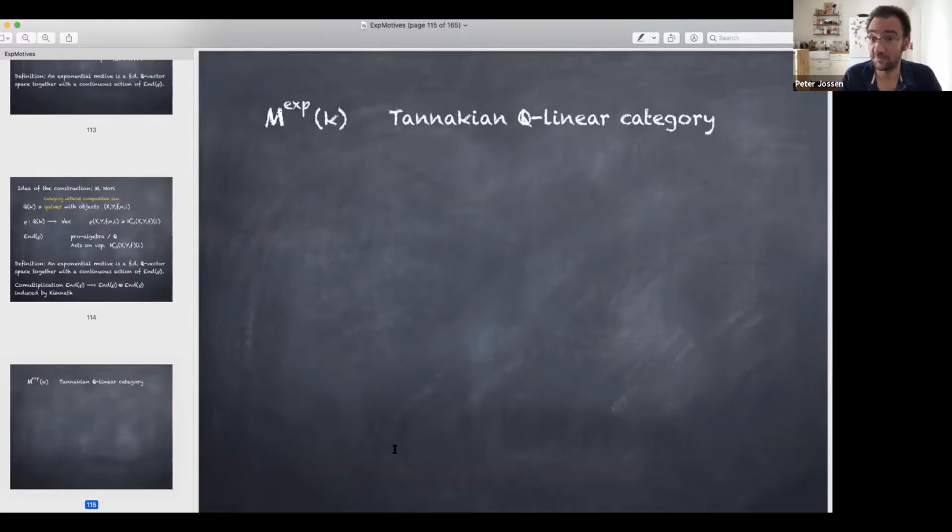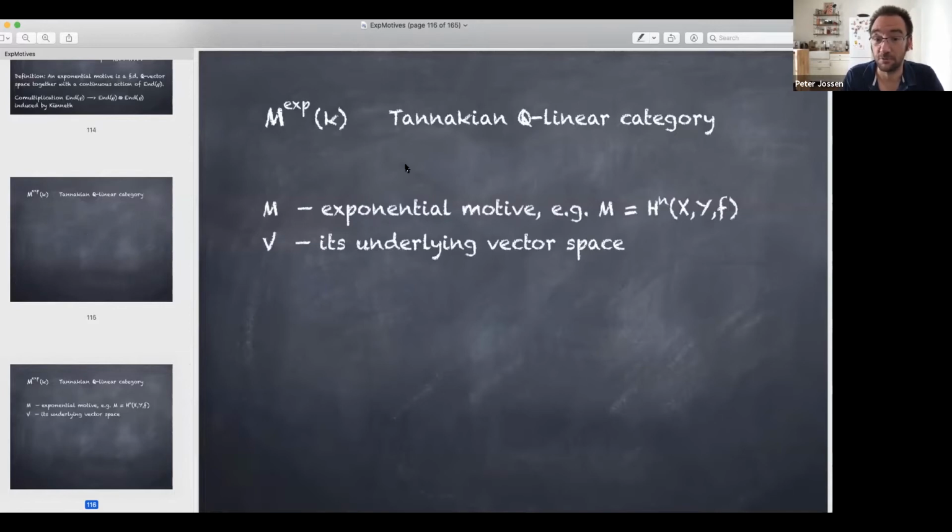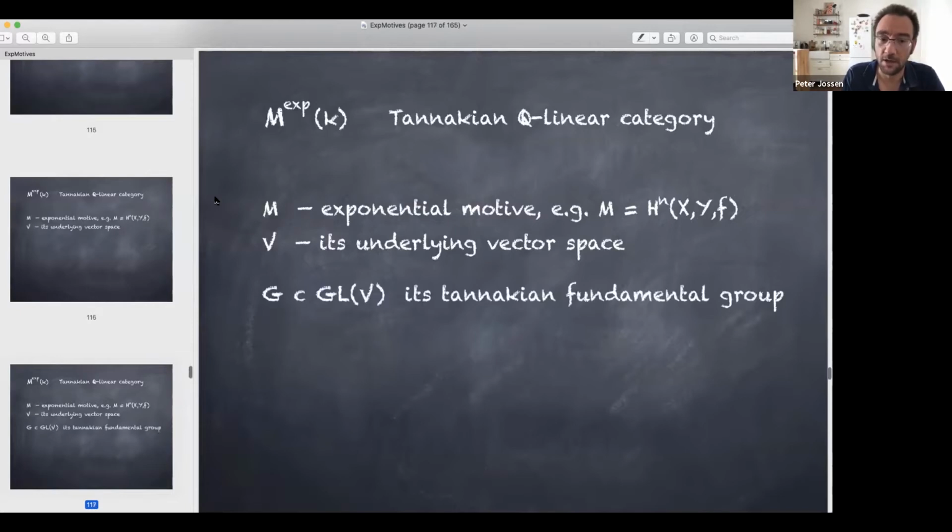Okay, so here's what we have. We now have a Tannakian Q-linear category, which we call exponential motives. So we can take some exponential motive M, for example, but not necessarily one directly given by the cohomology of a variety and a function. And then let's say V is its underlying vector space. Since exponential motives are a Tannakian category, every object, and in particular M, has a Tannakian fundamental group. This group is a linear algebraic subgroup of GL(V). So if V has dimension n, this is a linear algebraic subgroup of GL_n.